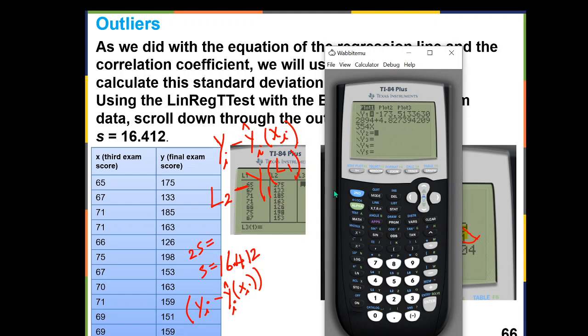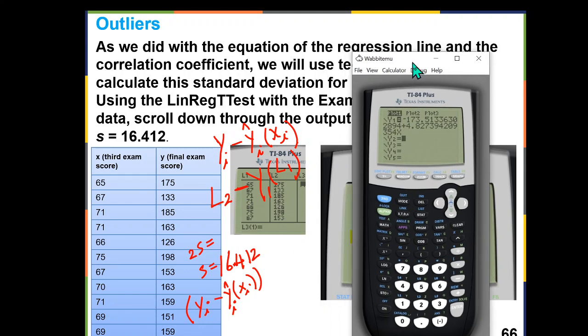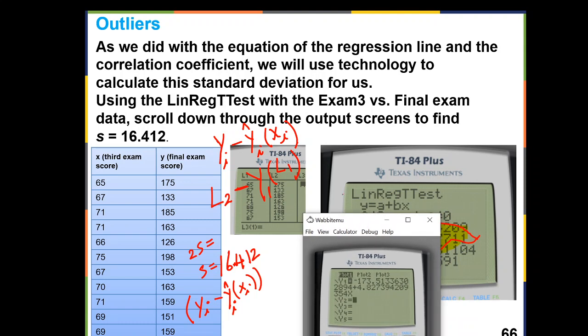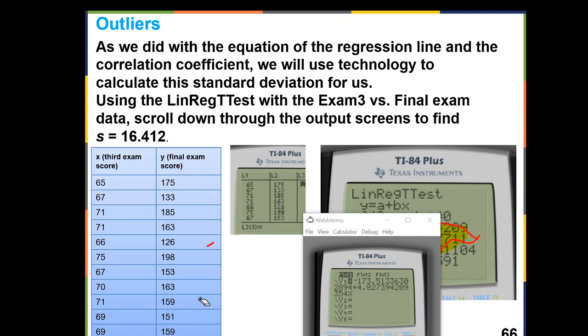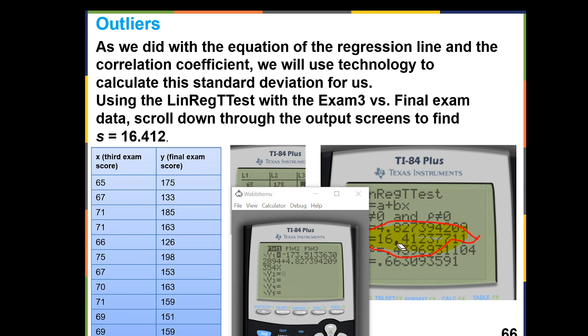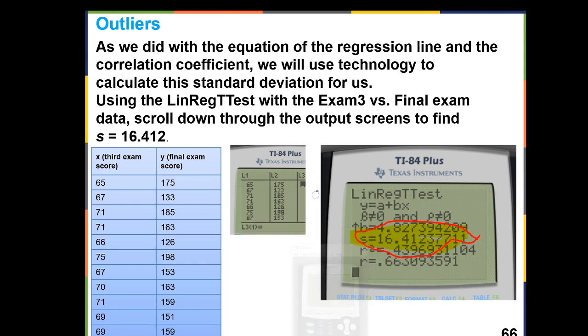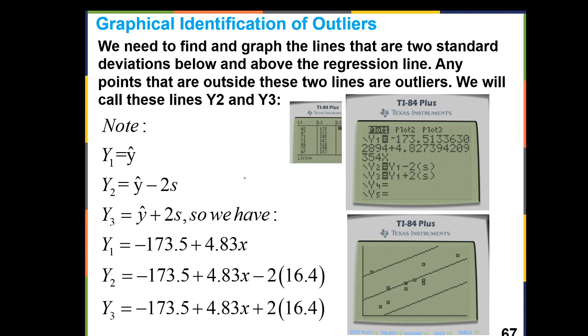So in y2 and y3, I'm going to put, this is the next slide here. Let me erase all this and go to the next slide. I'm going to do exactly the same thing I just talked about. Okay. So here you go. In y1 I have the equation. In y2 and y3 I put y1 minus 2s and y1 plus 2s. How do you do that?